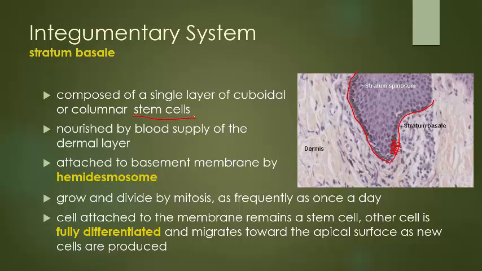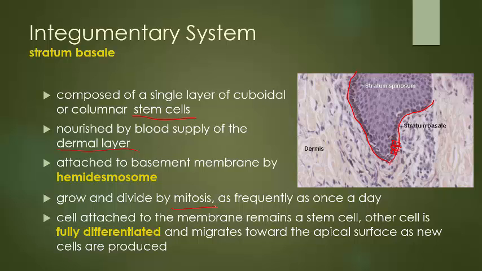And they get their nourishment from the blood supply that comes through the dermal layers. And they're attached to those basement membranes by what's called a hemidesmosome. It's like a half desmosome. Remember that very flexible but super strong connection that holds cells together. And they grow and divide by a cellular division process called mitosis. And mitosis is just that, we've already talked about it, the prophase, metaphase, anaphase, telophase processes. Depending on where the skin is, these cells may divide as frequently as once a day.